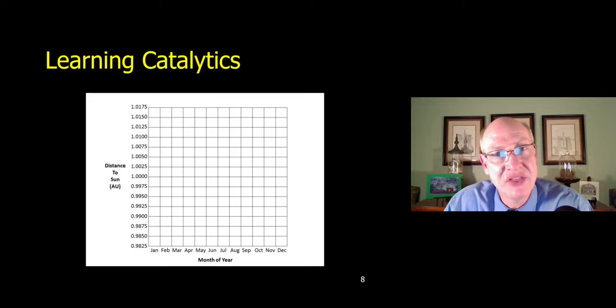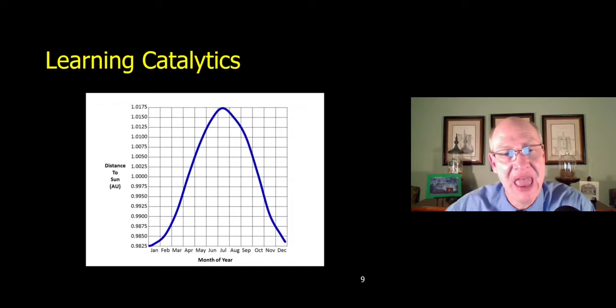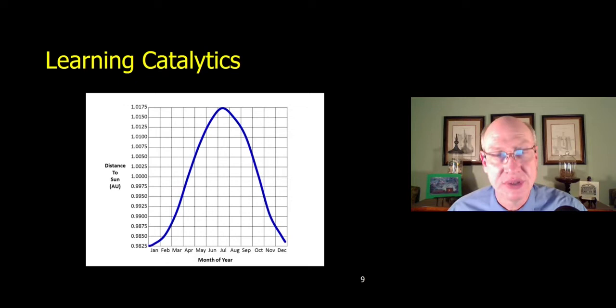Okay, now that you've had a chance to put your birthday on there, let me show you what it would look like if we had lots of people participating in the lecture right now, which I normally have in class. And this is the Earth's annual distance from the Earth to the sun. The average distance from the Earth to the sun is one astronomical unit. So this is the average distance from the Earth to the sun.